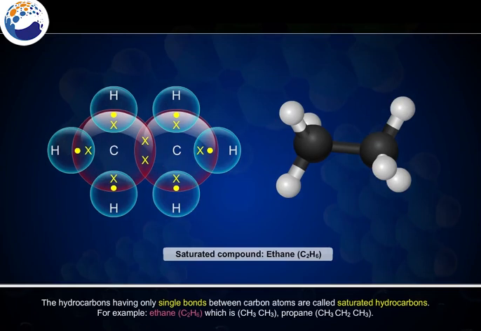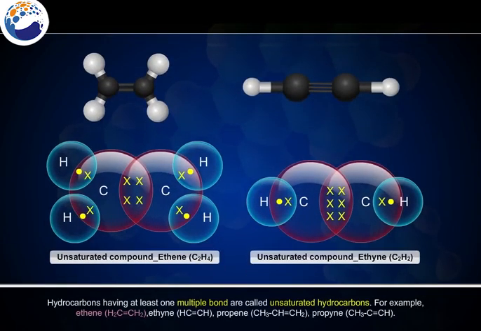The hydrocarbons having only single bonds between carbon atoms are called saturated hydrocarbons. For example, ethane, C2H6, which is CH3CH3, propane, CH3CH2CH3. Hydrocarbons having at least one multiple bond are called unsaturated hydrocarbons.